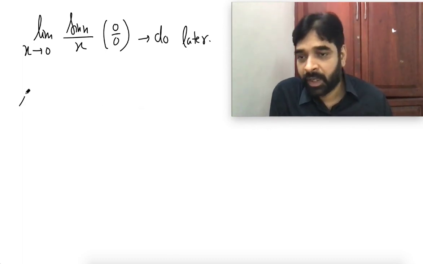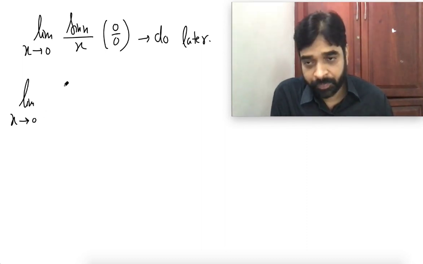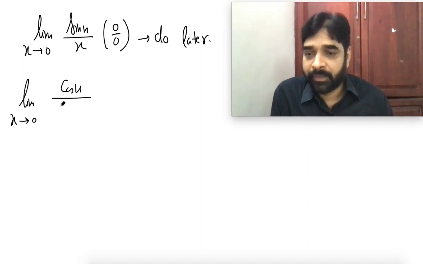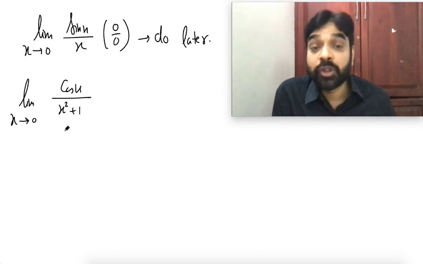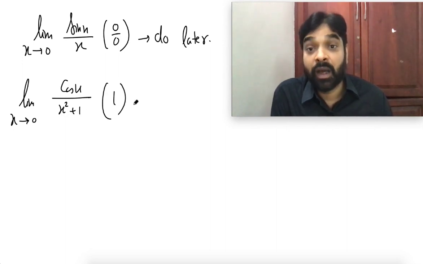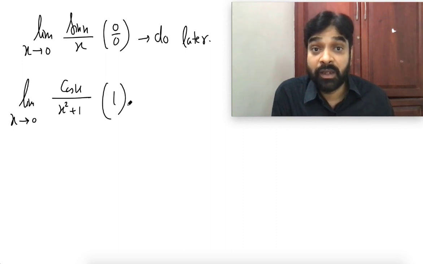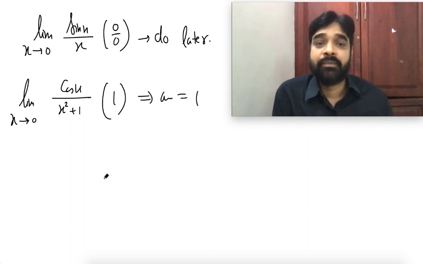Limit x tending to 0, cos x by x square plus 1. What is the form? Put 0. Cos 0 is 1, so 1 by 0 plus 1, which is 1. The form is 1. Neither indeterminate, nor k by 0, nor k by infinity. So the answer will be this itself. So the answer is equal to 1.